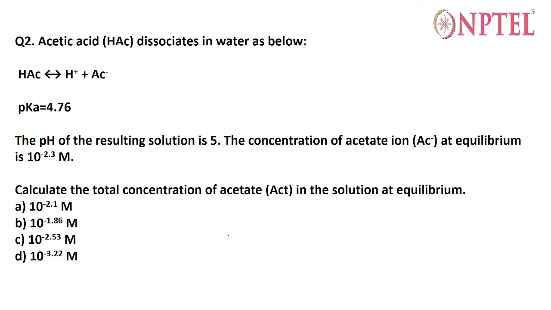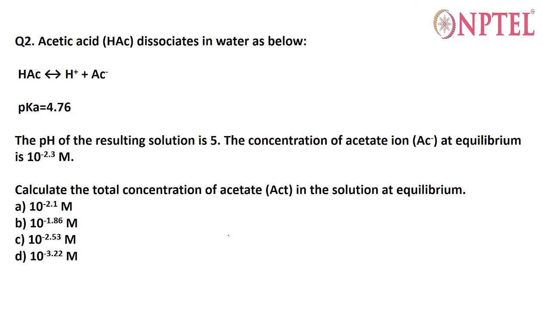So this is related to the acetic acid dissociation in the water, and it is following a similar kind of path, that is HAc is getting into H plus and Ac minus. Then I know what is the value of pKa, that is nothing but 4.76. The pH of the resulting solution is 5, so the concentration of the acetate ion at equilibrium is 10 to the power minus 2.3 molar.